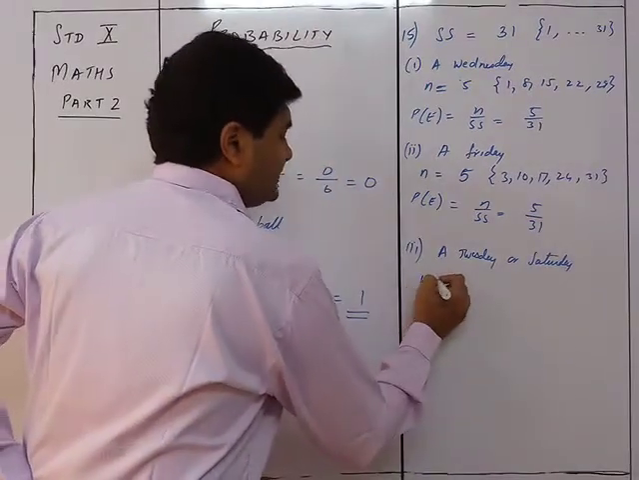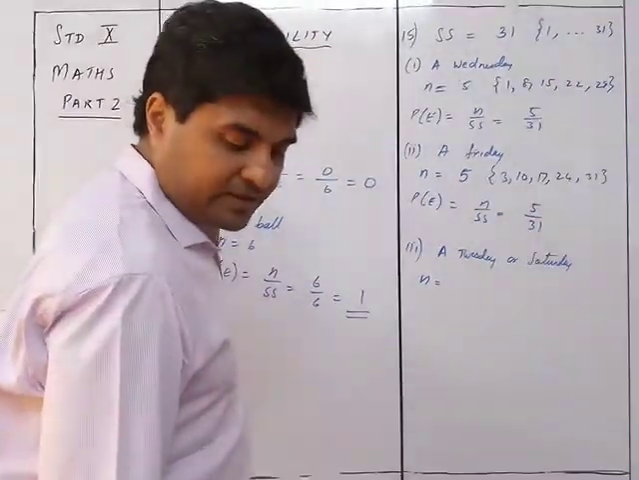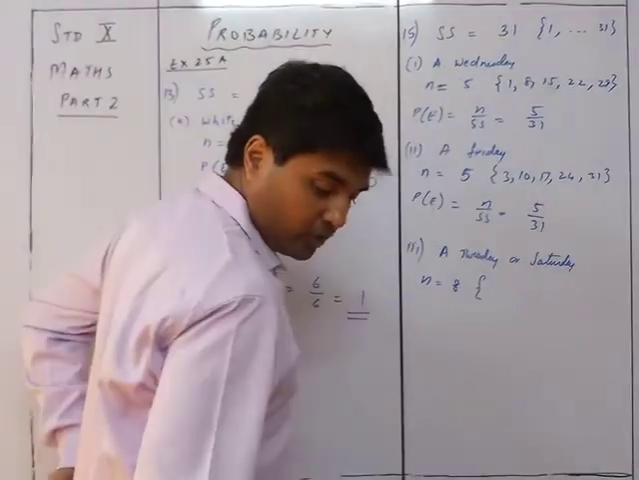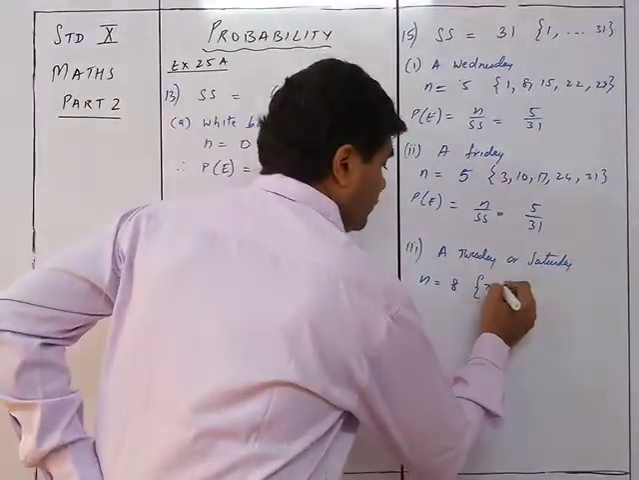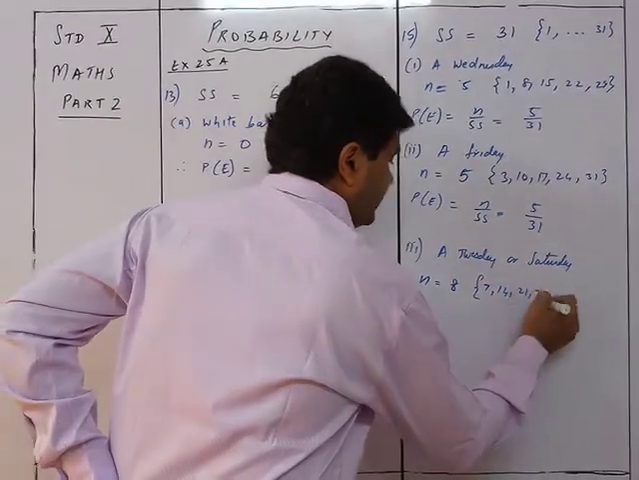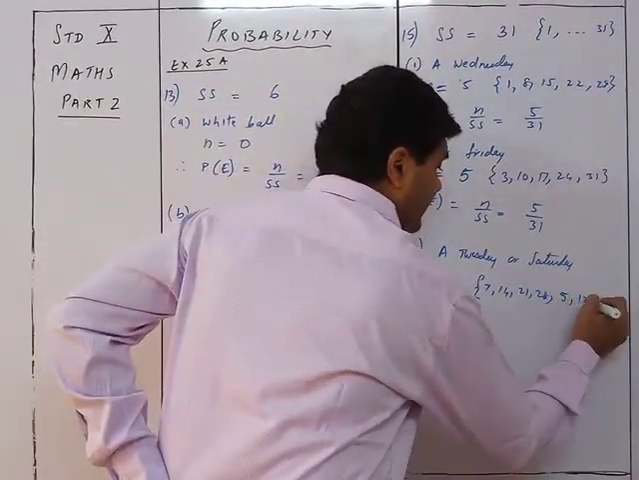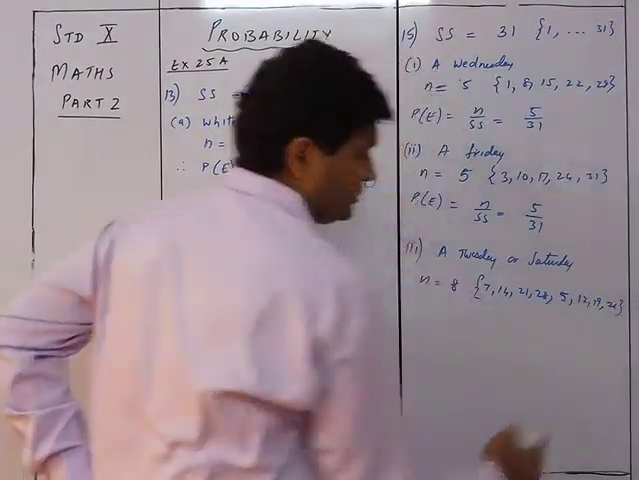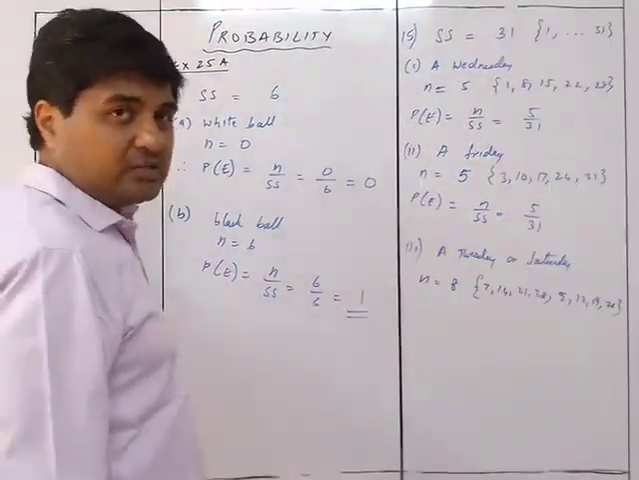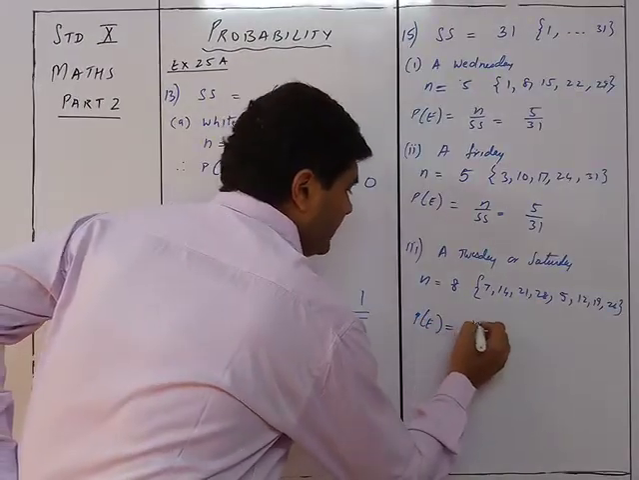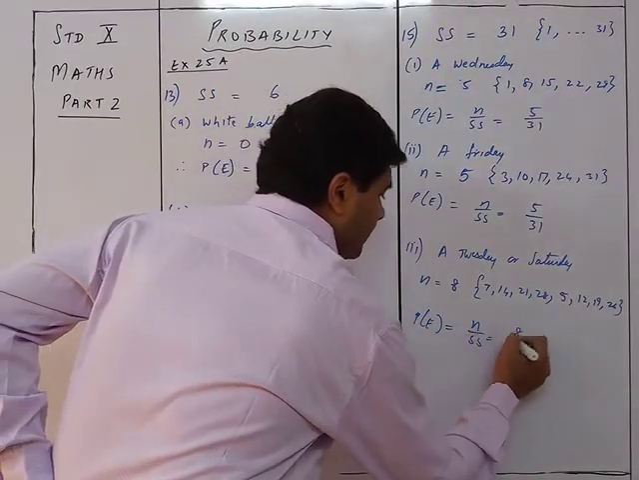So as usual, for Tuesday or Saturday, you can see the total will be 8 because there are 4 Tuesdays and 4 Saturdays. So 8 options are there. Which options are we talking about? Tuesdays are 7, 14, 21, 28, and Saturdays are 5, 12, 19 and 26. So these are the options of the dates which are Tuesdays or Saturdays. Accordingly, P(E) will be equal to n upon S, that's 8 upon 31.